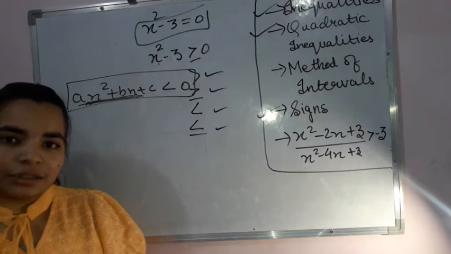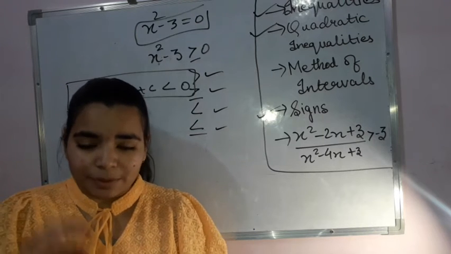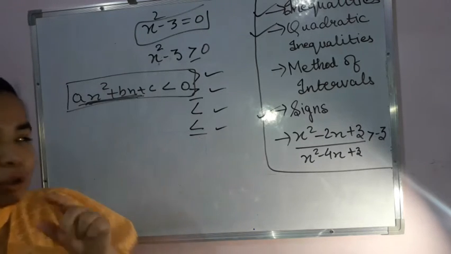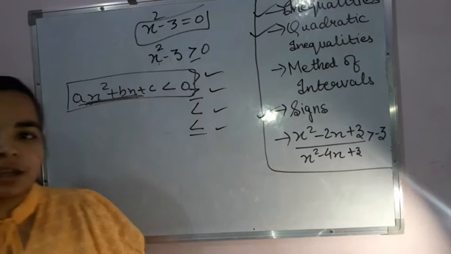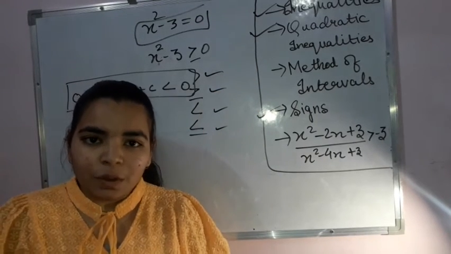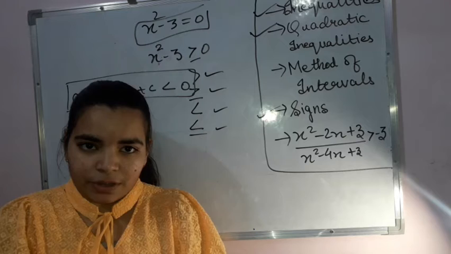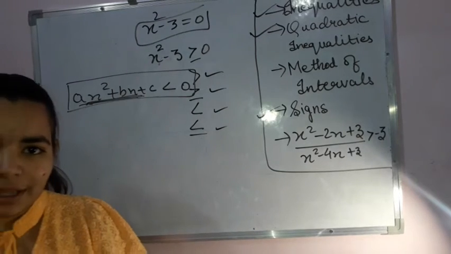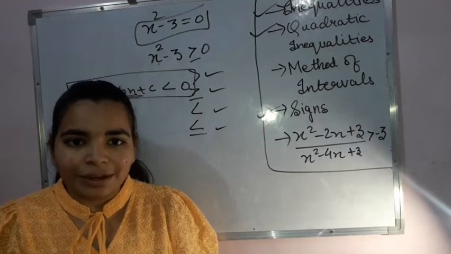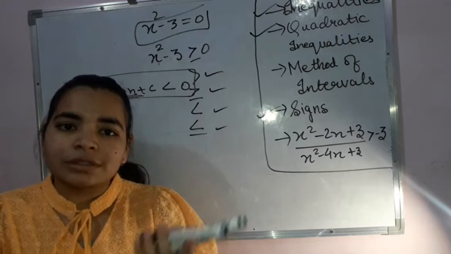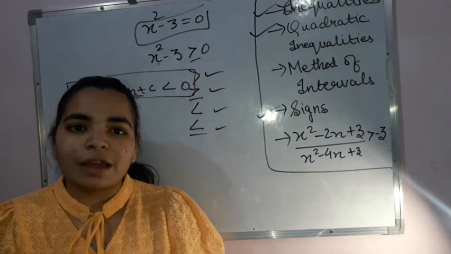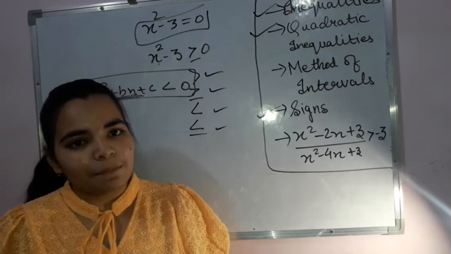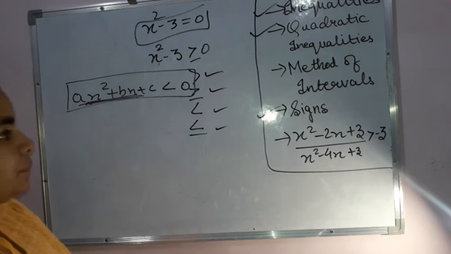For the representation of the real numbers, we use this method, which is basically the method of intervals. There we just mention the limits, the upper limit and the lower limit, and that means that all the numbers which lie within those limits are going to be a part of our solution, right?